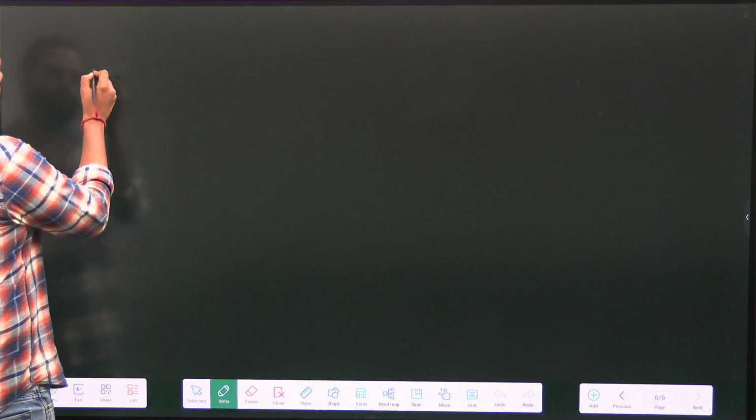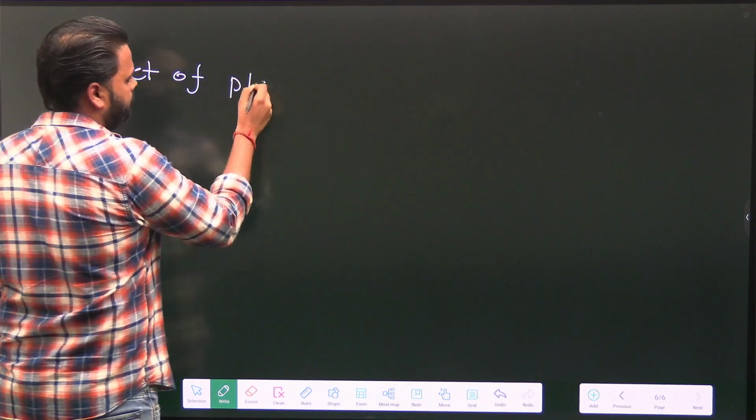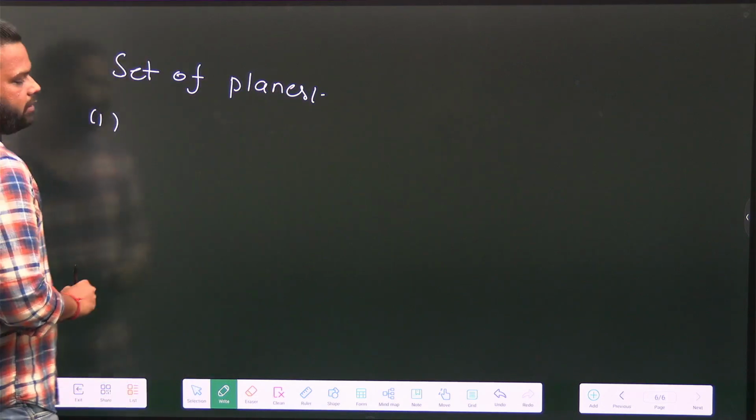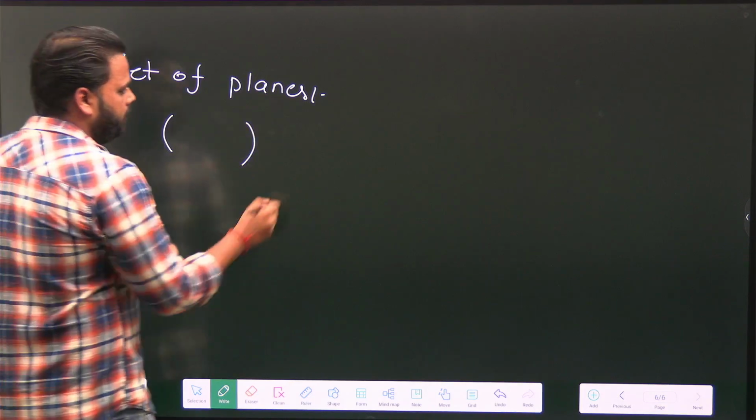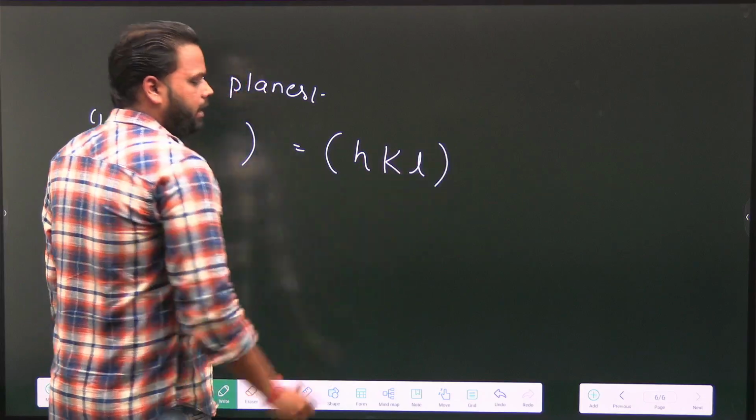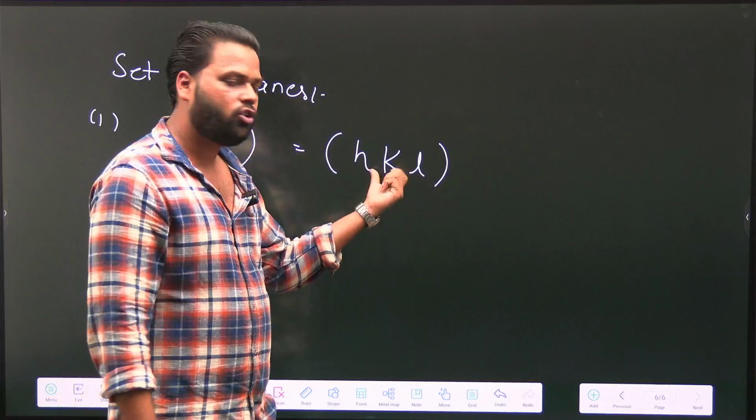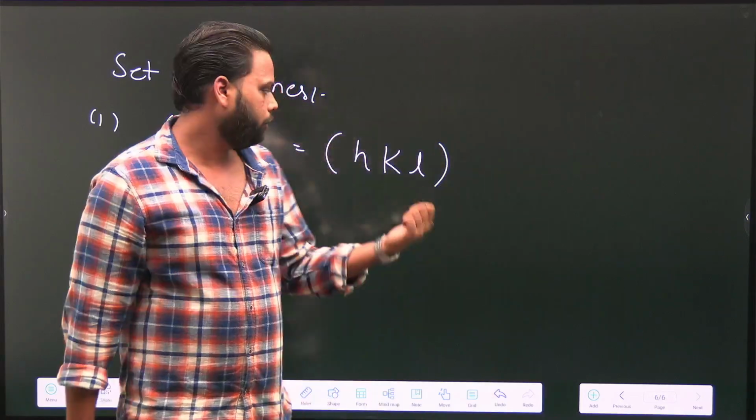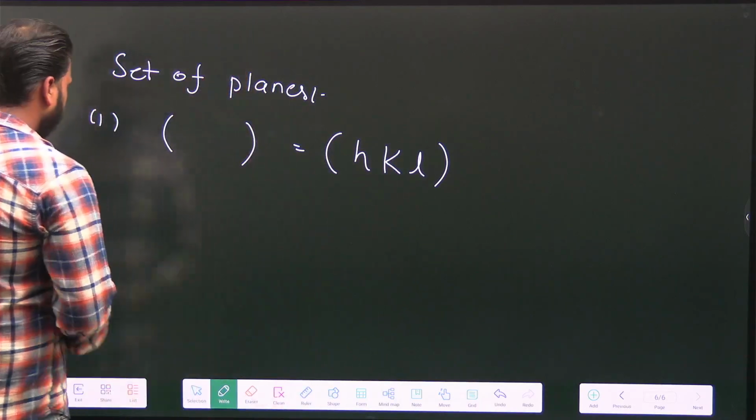So, set of planes. The first property is their notation. Notation will be this one in this bracket, like H, K, and L. And please remember everyone, don't use comma between H, K, L. As soon as you put a comma in it, it will convert into Miller indices coordinates. Okay? Don't use comma here. It will be without comma. That is the notation.